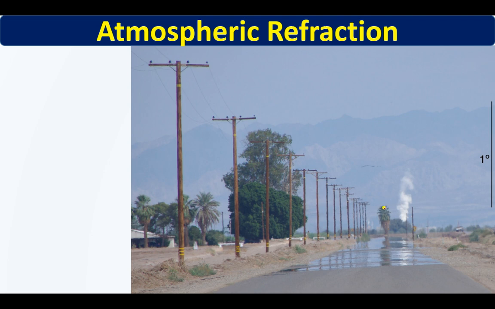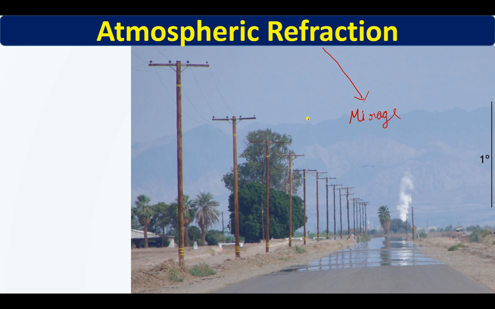We can see images of the objects over here. You can see this tree, its image is over here. This phenomenon is known as mirage, and mirage is one of the classical examples of atmospheric refraction. Similarly, we have many examples.